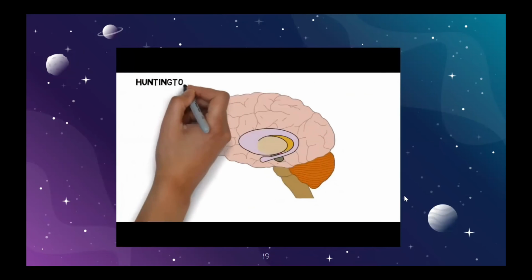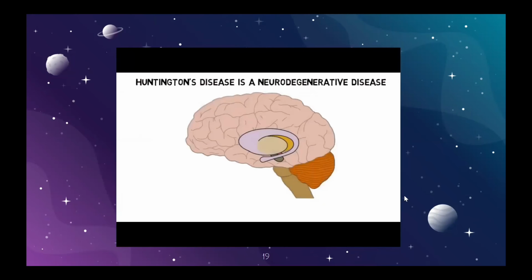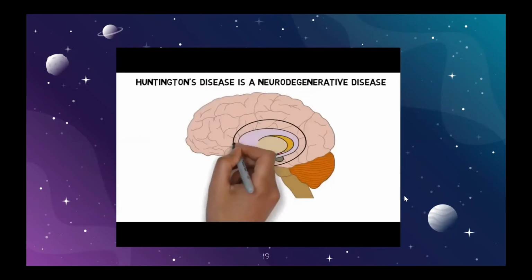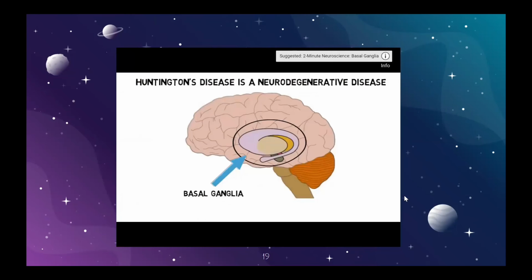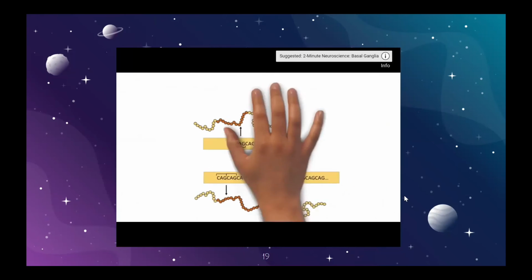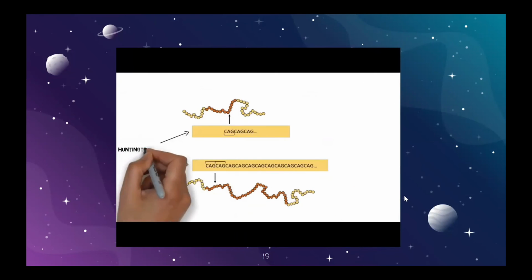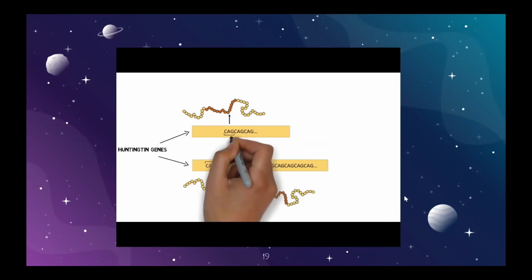These symptoms are associated with neurodegeneration, or the deterioration and death of neurons. A group of structures called the basal ganglia are strongly affected, but other regions of the brain experience neurodegeneration as well. The pathology of Huntington's disease can be traced back to a mutation in a single gene called Huntington. The mutation that causes Huntington's disease is a dominant mutation. Thus, if one parent has the disease, their child has a 50% chance of developing it too. The Huntington gene contains a DNA sequence that consists of 3 nucleotides, cytosine, adenine, and guanine, in repetition, a pattern known as a trinucleotide repeat.